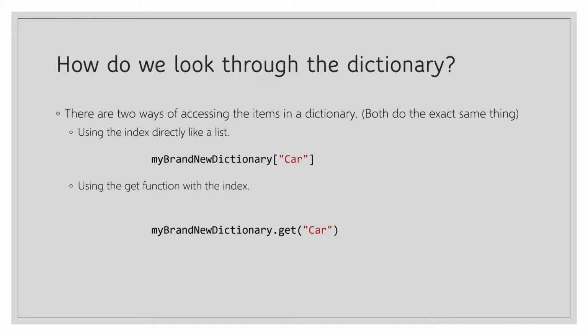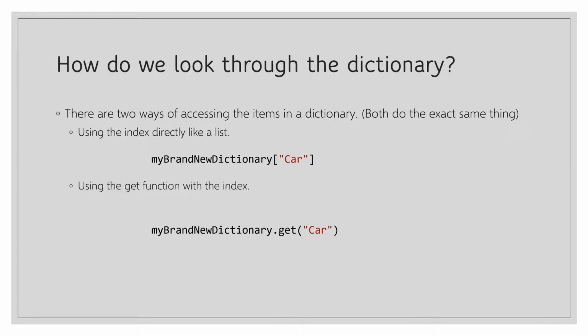Alright, so now we've kind of figured out how to make a dictionary, but that's kind of useless. What does it help us if we know how to make a dictionary but don't know how to use it, how to traverse through it, how to look up stuff in the dictionary? So on screen are the two ways you can do that in Python.